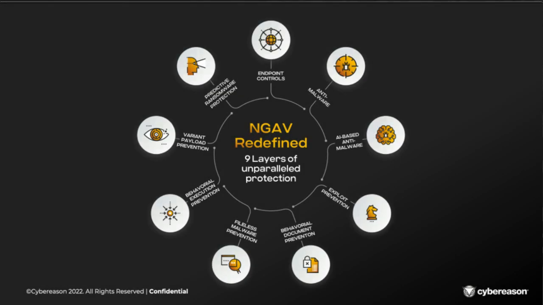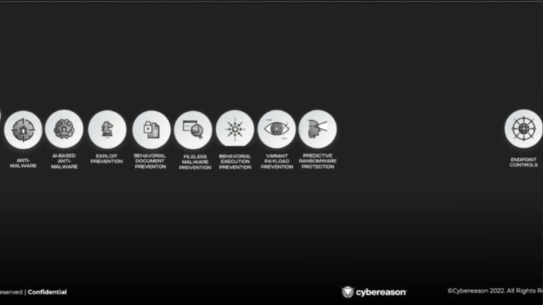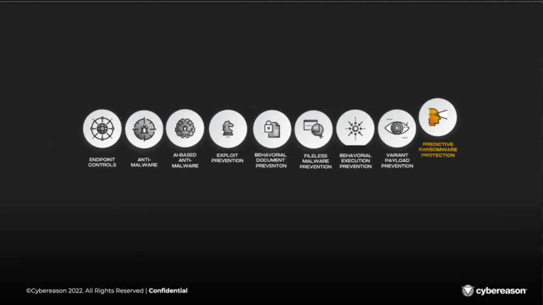When we look at these 9 layers of protection that I've been alluding to, what you will see is that they cover a wide spectrum. They span all the way from fairly standard USB, network and disk encryption endpoint controls, all the way down to Cybereason's proprietary and industry-leading predictive ransomware protection. These layers provide comprehensive coverage for the gamut of threats faced by our customers.